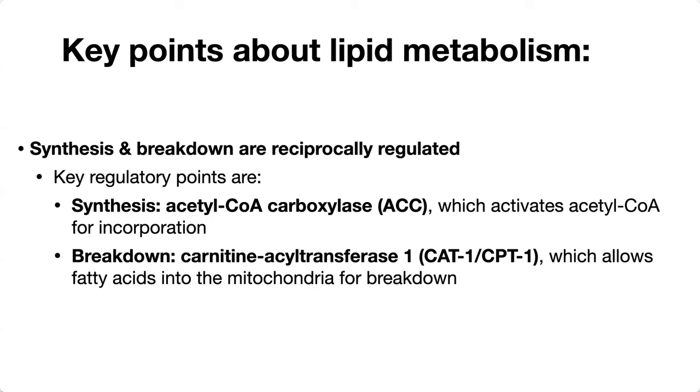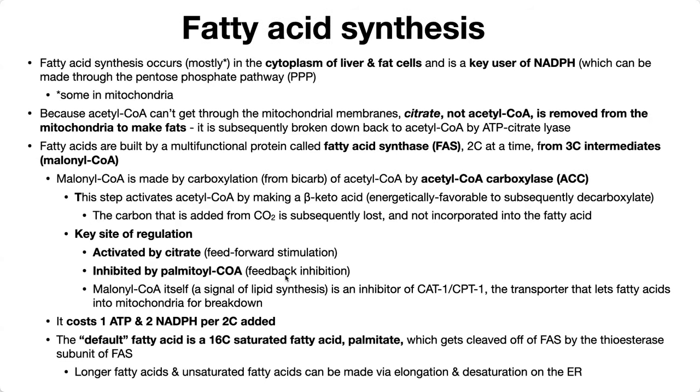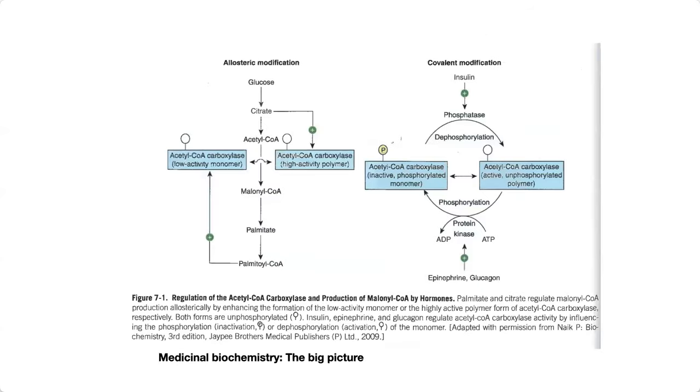The synthesis and the breakdown are reciprocally regulated. Malonyl-CoA itself is going to be an inhibitor of CAT1 or CPT1, which was involved in the fatty acid breakdown. ACC is also going to be regulated hormonally through phosphorylation and dephosphorylation, involving those hormones we see over and over when we're talking about metabolism: insulin, our signal of high energy, high glucose, and its counterpart, glucagon, our signal of low energy. And remember, glucagon is often working the same way as epinephrine, our stress signal.